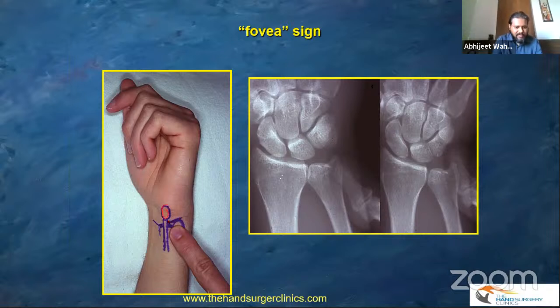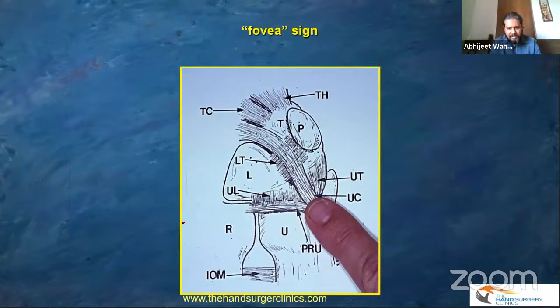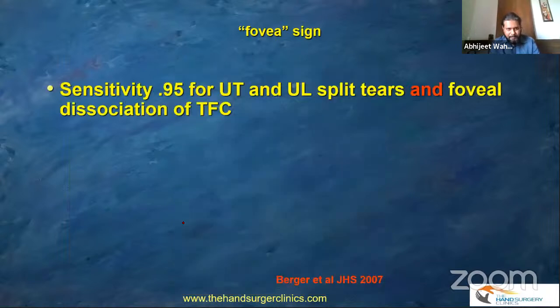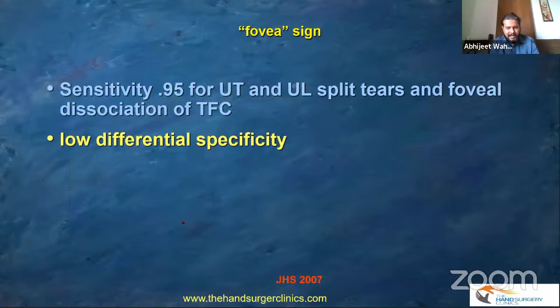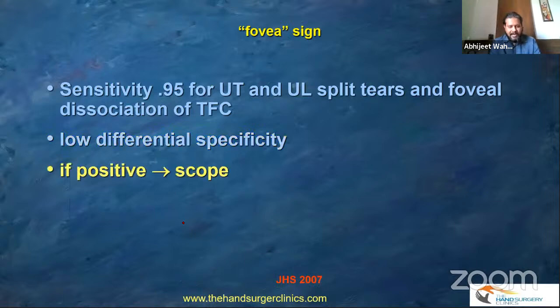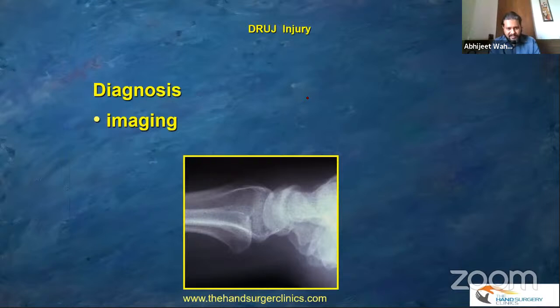So this is the pisiform, this is the flexor carpi ulnaris, this is the styloid process. So you palpate the soft spot medial or ulnar to the flexor carpi ulnaris, and on deep palpation, if there is pain, that would represent a tear of the ulnocarpal ligaments or that of the TFCC. So this is very specific and sensitive for split tears of the ulnar-lunate ligament and foveal dissociation of the TFC. However, there is low differential specificity, and if positive, an arthroscopy is advised to differentiate between these two and deal with them in a minimally invasive manner.